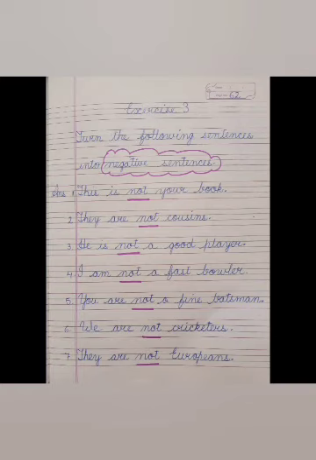Number 1 is, this is not your book. Underline the word not. Number 2, they are not cousins. Underline the word not. Number 3, he is not a good player.